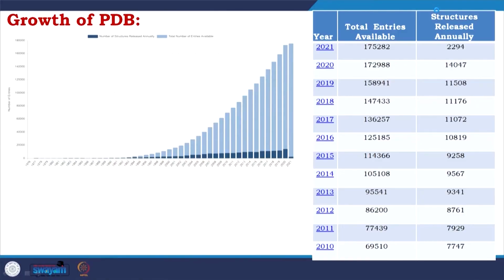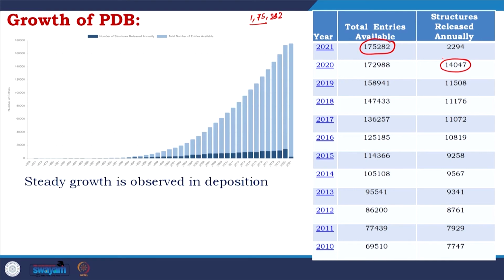Now, I will talk about the growth of PDB. As you see, starting in 1970, it has been growing, and if you look at the number, as I have already told, the number is 1,75,282 total entries, and each year the entries are increasing. In the last year, 2020, we have 14,000 new entries.